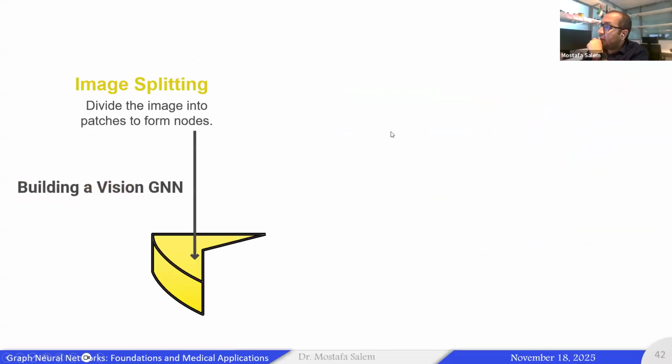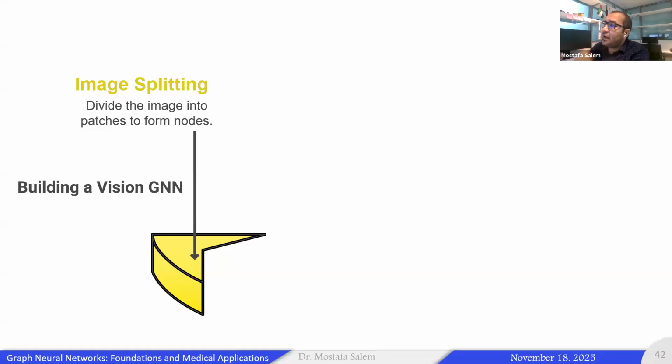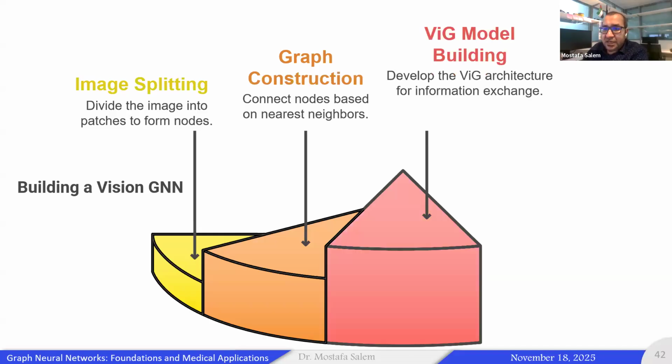So if you have images and you want to use graph neural networks to learn something from images, the first thing you have to do is split the images. You have to divide the images into patches, and each patch will form a node. And then you have to construct the graph. You have to connect these nodes, each node with its nearest neighbor nodes. And then after constructing the graph, you can pass the graph to a GNN and try to learn node embeddings or an entire graph embedding.